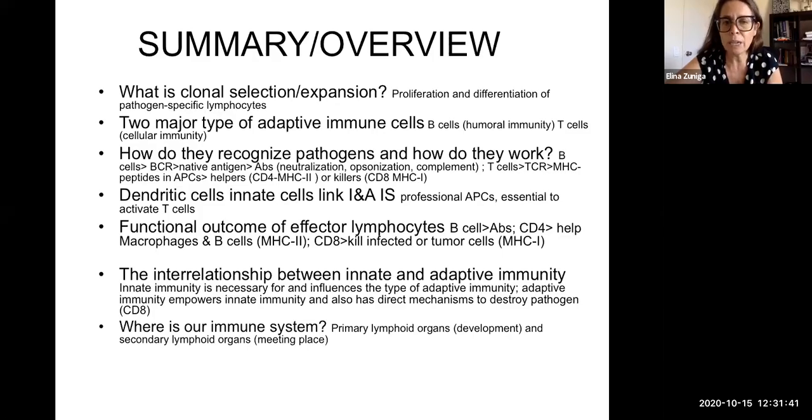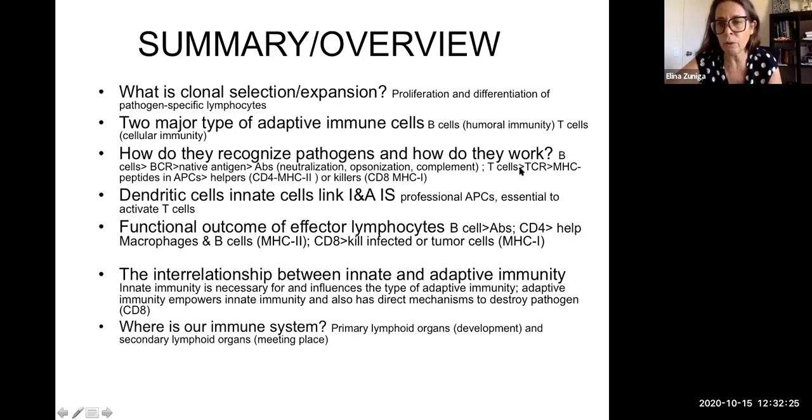We learned that there are two major types of adaptive immune cells: the B cells that mediate antibody immunity, or humoral immunity, and the T cells that mediate cellular immunity. They recognize antigens in slightly different ways. The B cells recognize antigens through the BCR that binds to native antigens, okay? They are not processed into peptides. They bind native antigens, and then they release the soluble form of this BCR, which is the antibodies that can neutralize, opsonize, or fix complement to fight the pathogen.